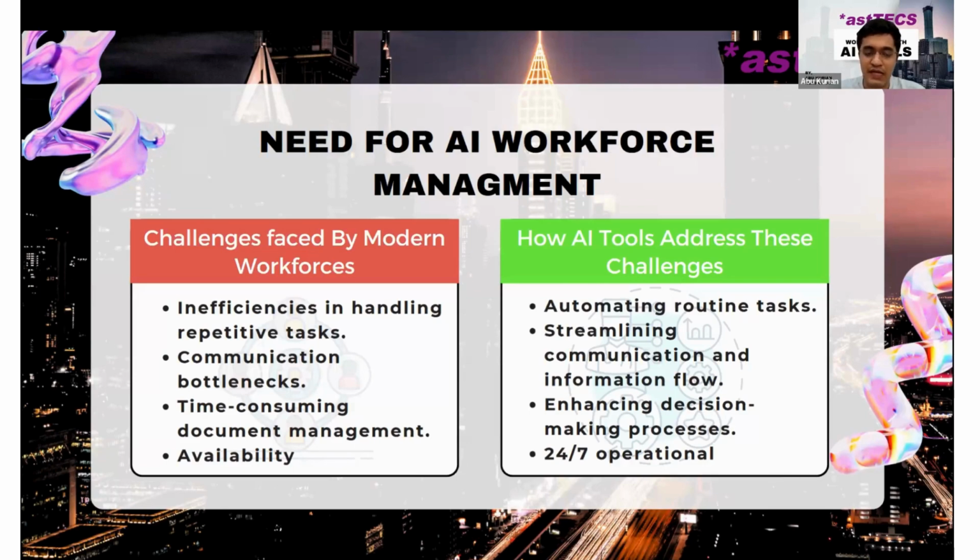Now, like we mentioned before in the challenges, availability was a huge thing. Similarly, how to address that was having a system that is 24 by 7 operational. When you have a system that is 24 by 7 operational, the advantages are that you can work year round. You don't have holidays, you don't have sick leaves, you don't have weekly offs, you have nothing. You have a system, and that system is set.